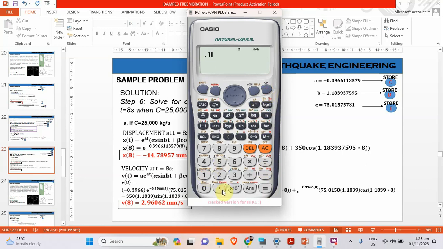Then 1.183918337, shift store D, and your 75.01575731, shift store at E. Shucks, wait. Ay, oops. 75 point 01575731, shift store at E. No. Shift store E. Shift store at E. So, okay na nato ni. Check.